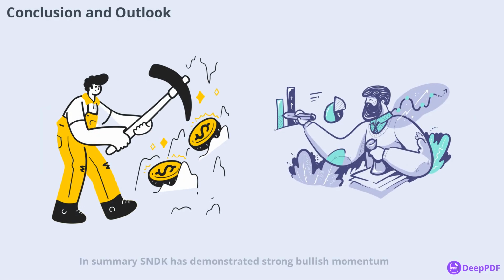In summary, SNDK has demonstrated strong bullish momentum, supported by positive technical indicators and robust trading activity. While the trend remains upward, overbought signals and elevated volatility suggest that caution is warranted. Traders should watch for confirmation of a breakout above resistance or signs of a pullback. As always, maintaining disciplined risk management and staying informed will be key to navigating the next phase of SNDK's journey.